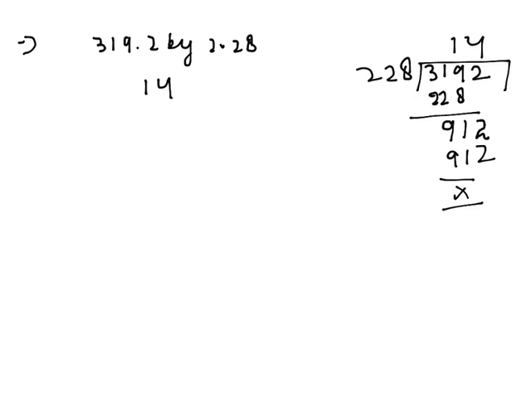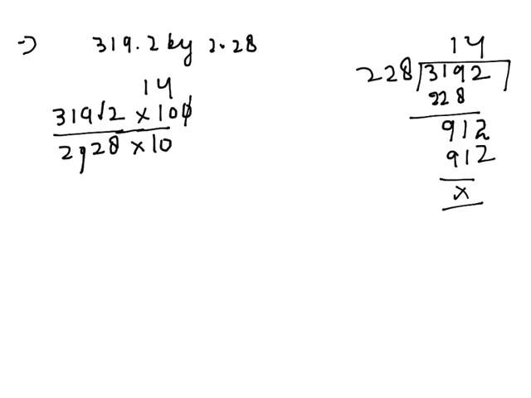Now to see the decimal place, we can write it as 319.2 divided by 2.28. As we know, if we remove the decimal point from 319.2, we will divide by 10. And if we remove the decimal point from the denominator, we will put 100 in the numerator. So 10 can be cancelled with 10, and we will be left with 10. So 3192 divided by 228 gives us 14. So 14 times 10, our answer will be 140.